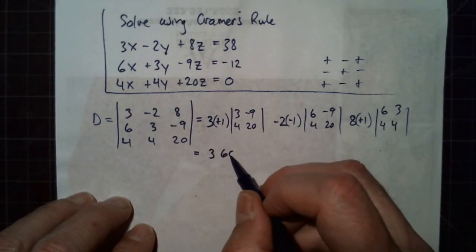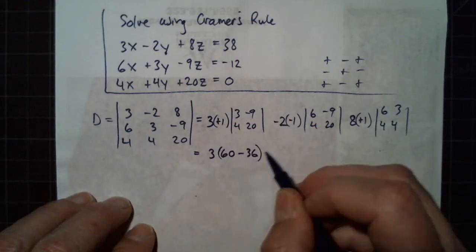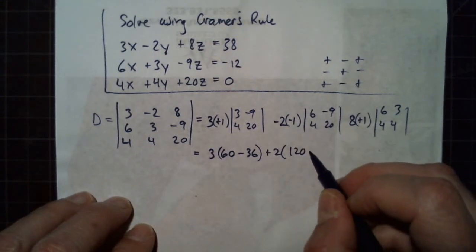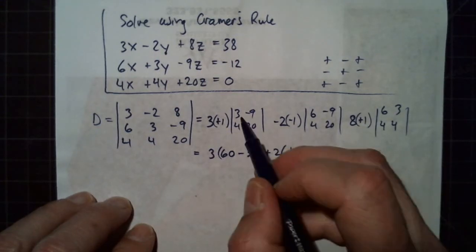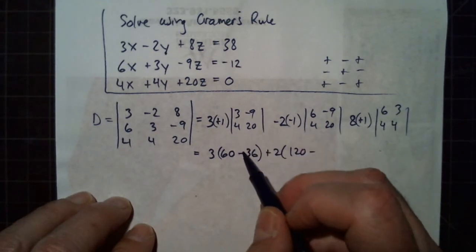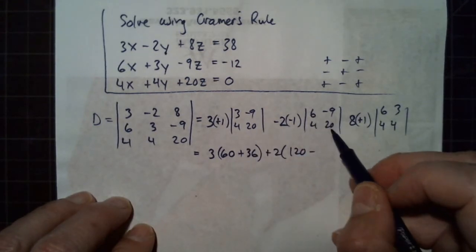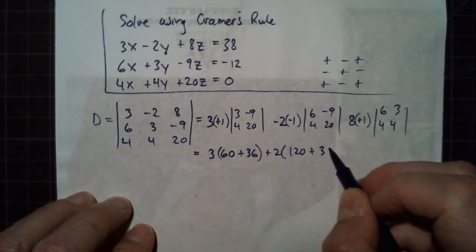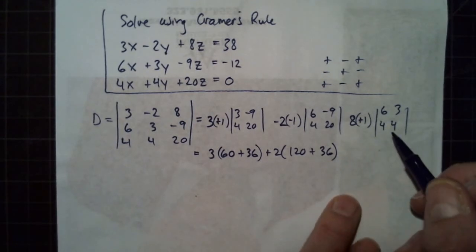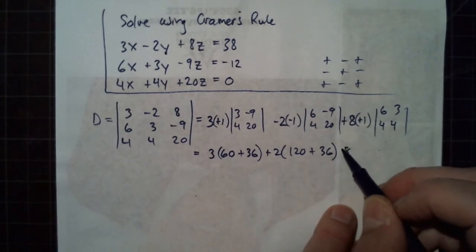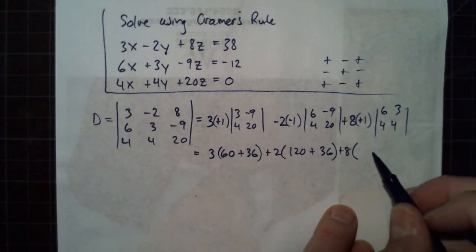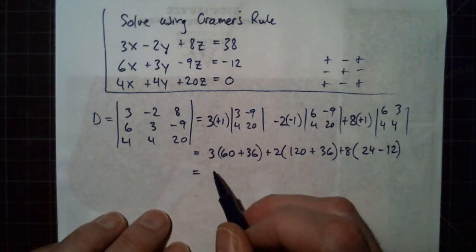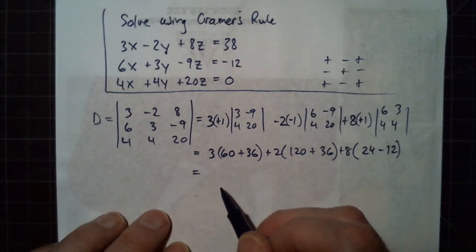60 minus 36. This will be +2, 120. Minus 36, no. 60 minus a -36, that's +36. Here we have 120 minus a -36, so that's +36. And 24 minus 12. We simplify that, we get 696.